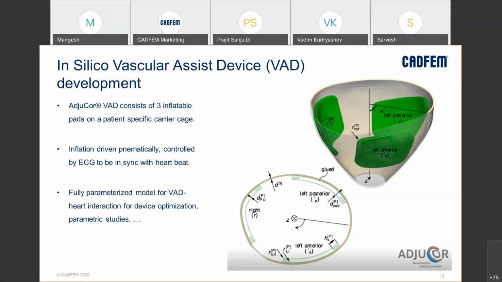So where this vascular assist device will assist the heart to develop that pressure. Okay, so of course in the next slide we'll see two images of how this particular vascular device is working.